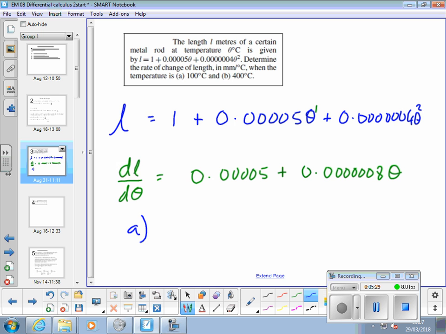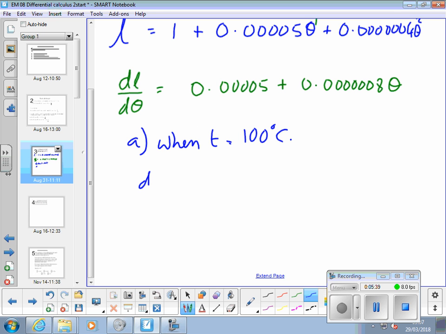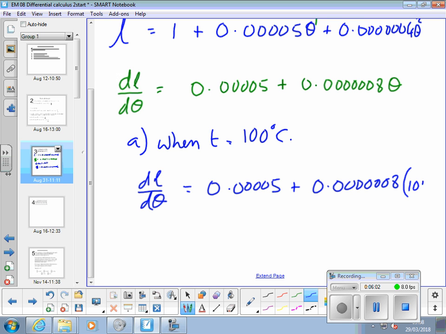A, when theta is equal to 100 degrees C, dL by d theta is equal to 0.405 plus 0.608 times 100. We get an answer.